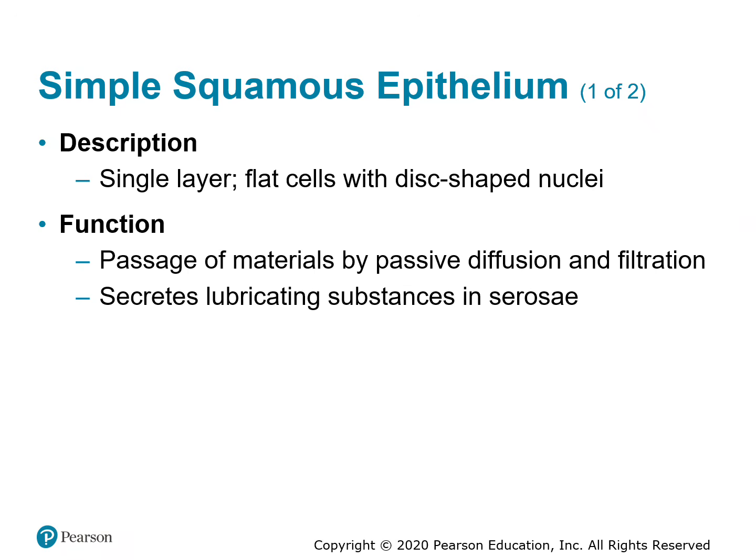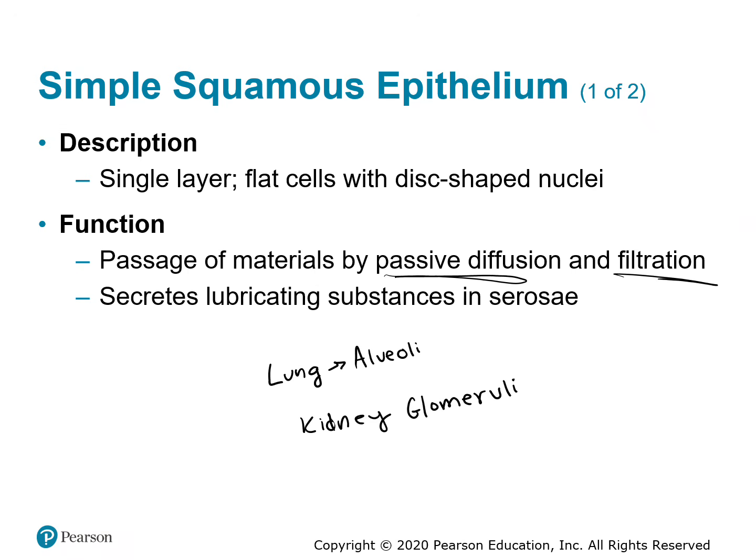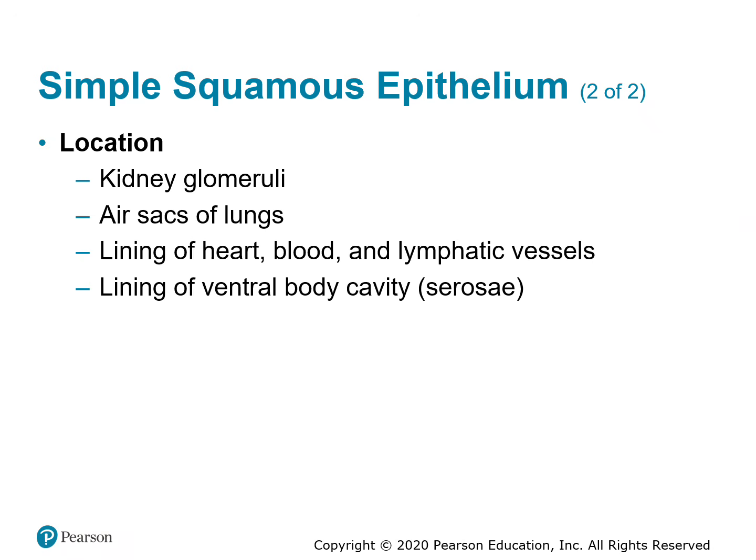Simple squamous epithelium functions mostly in passive diffusion and filtration. You're going to find it in the lungs, in the alveoli of the lungs specifically. You're going to find them in the kidney glomeruli, and probably a few other places that you would see some of that filtration, diffusion kind of energy. Okay. Lining of the heart, lining of the ventral body cavity, in the serosae. If you remember, the serosae are the kind of balloon layers around organs.